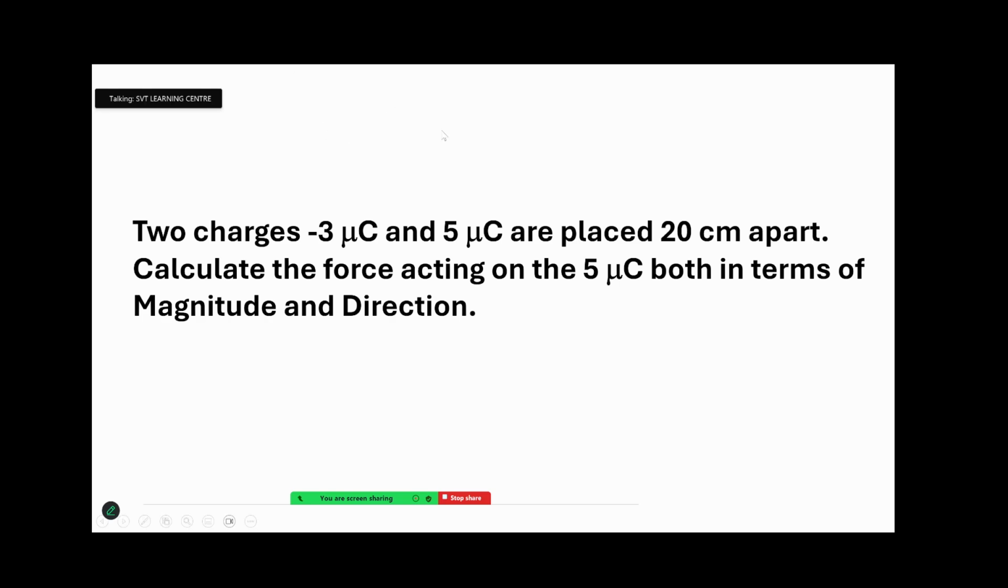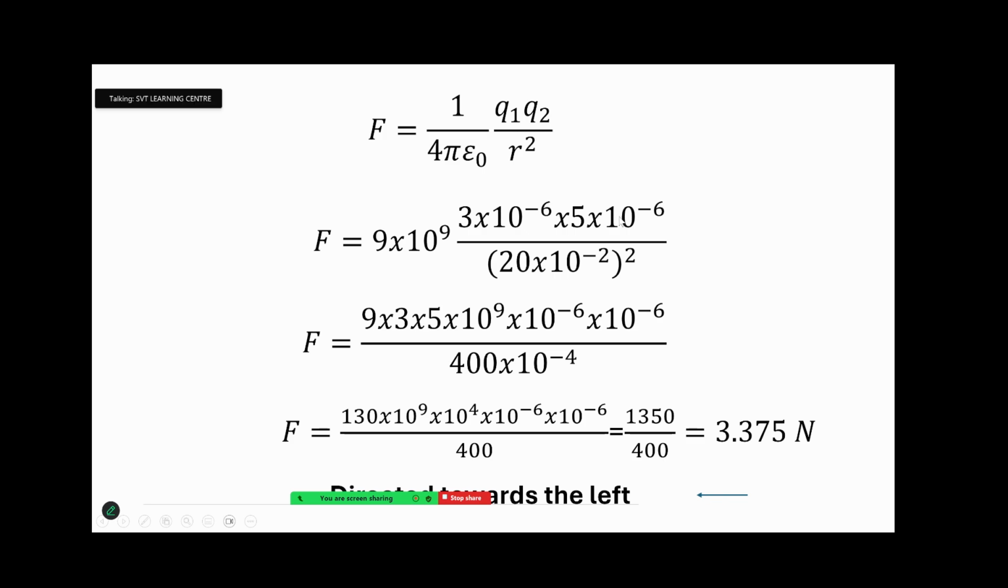So we key in the values like we did in the earlier sum and we get the answer as 3.375. And since they have specifically asked for magnitude and direction, magnitude is an arithmetic exercise that we have done. Direction, since the two charges are opposite, it will be attractive. So as far as the 5 microcoulomb charge is concerned, the force will be towards the left. Just a point to mention, the force on the minus 3 microcoulomb will be towards the 5 microcoulomb, that is towards the right.